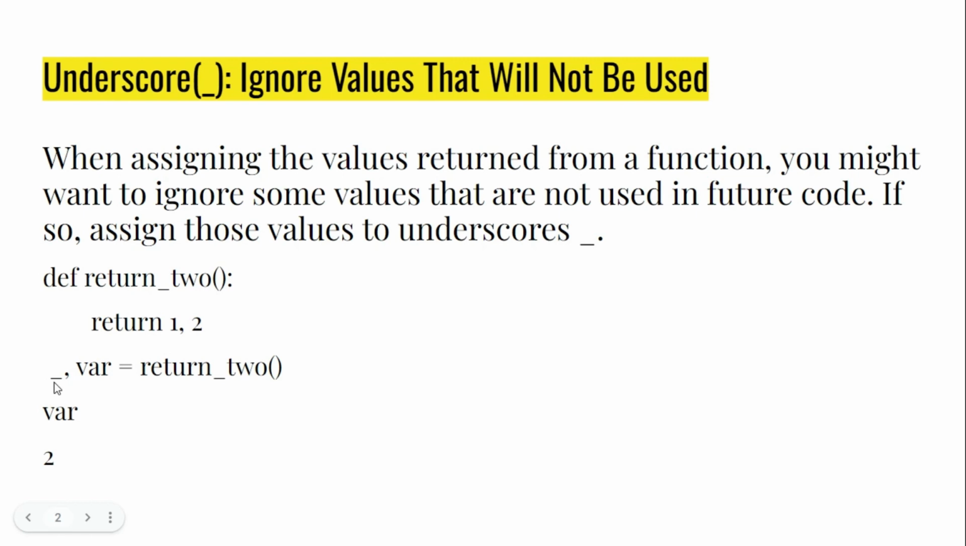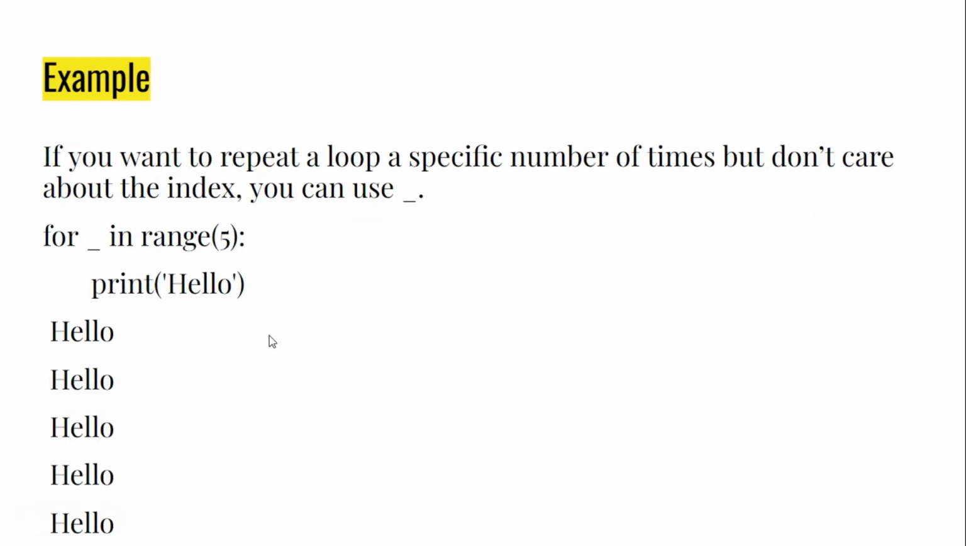In such cases, whenever you want to ignore values and you don't want to use them in future code, at that time you have to assign those values to underscore. One more example we will see. For example, if you want to repeat a loop a specific number of times but don't care about the index, then you can use underscore for that index.